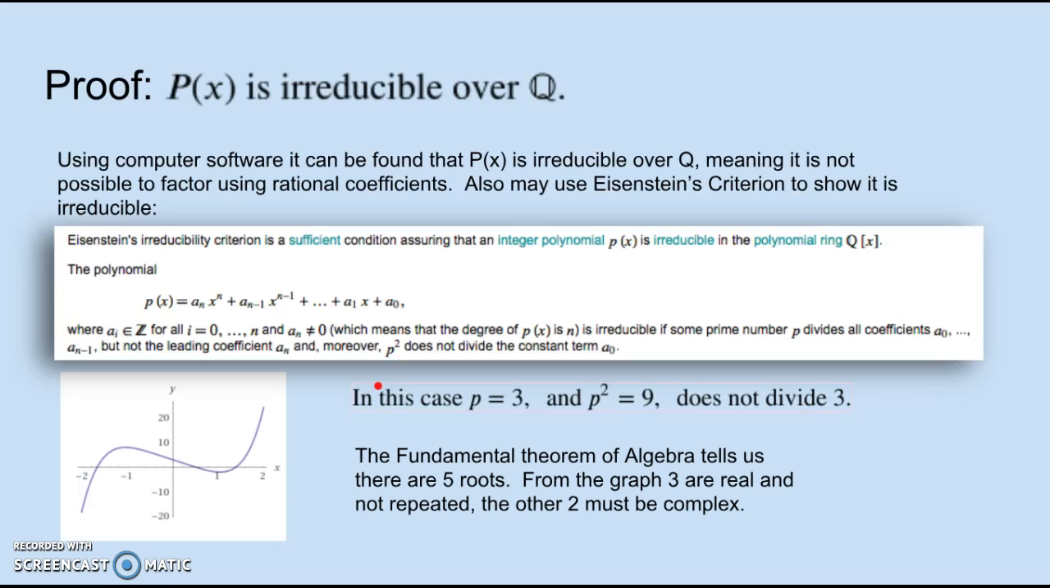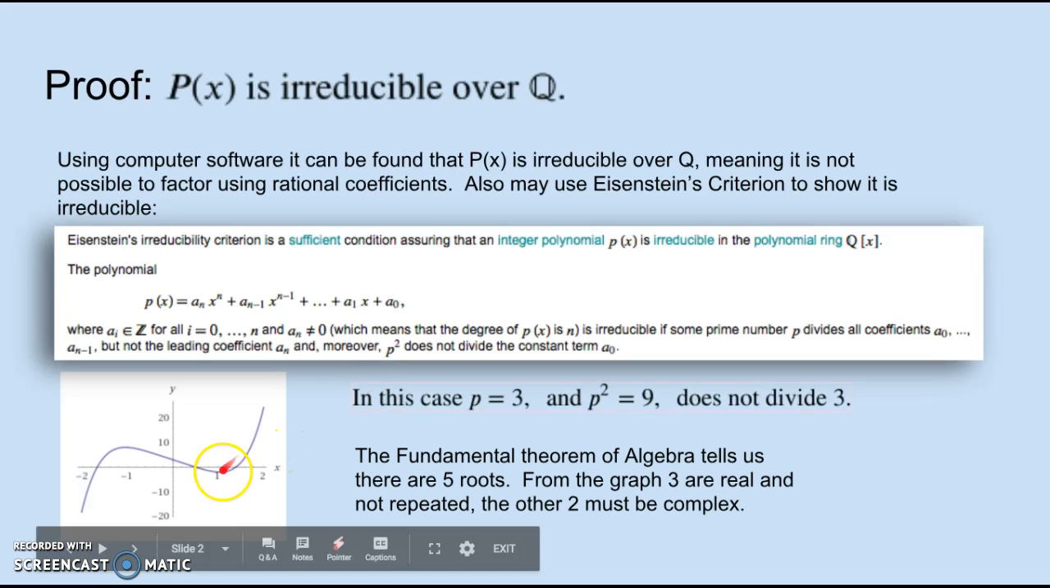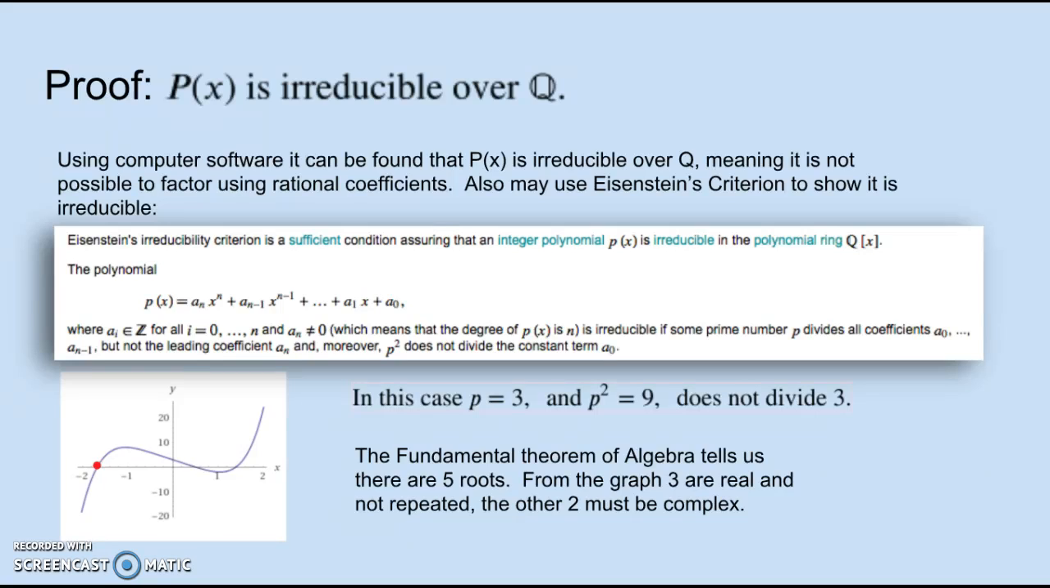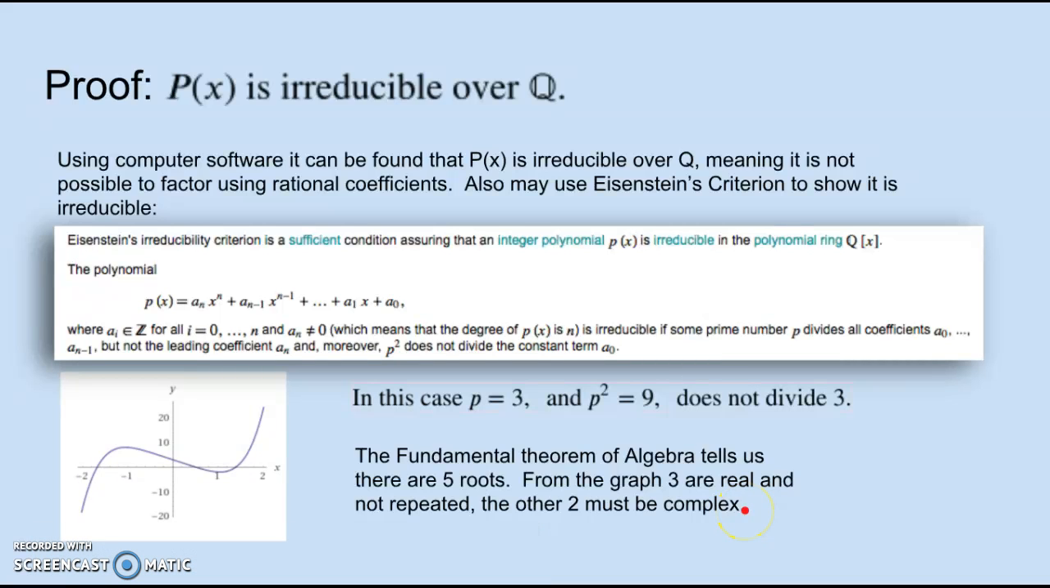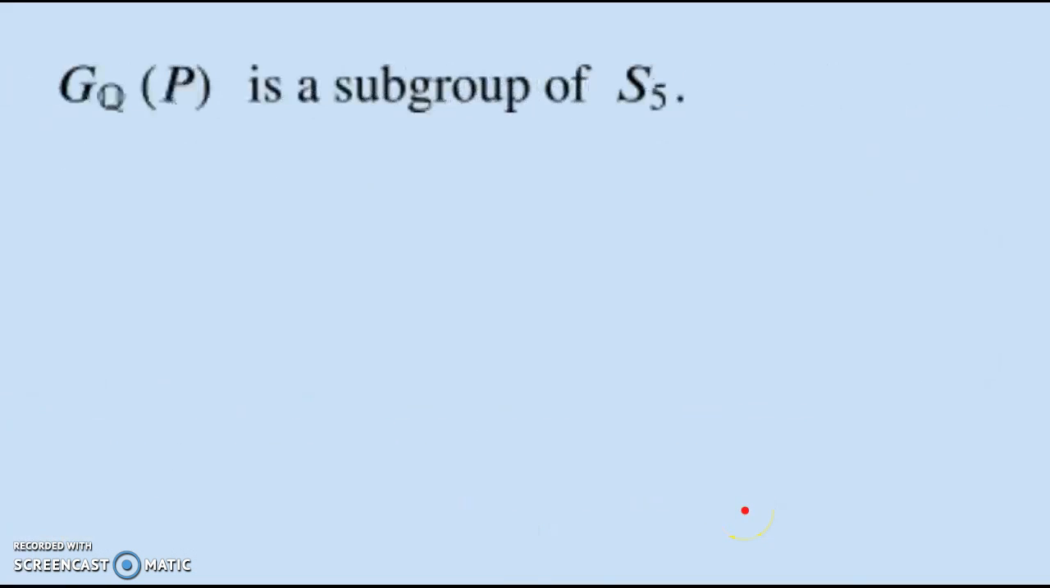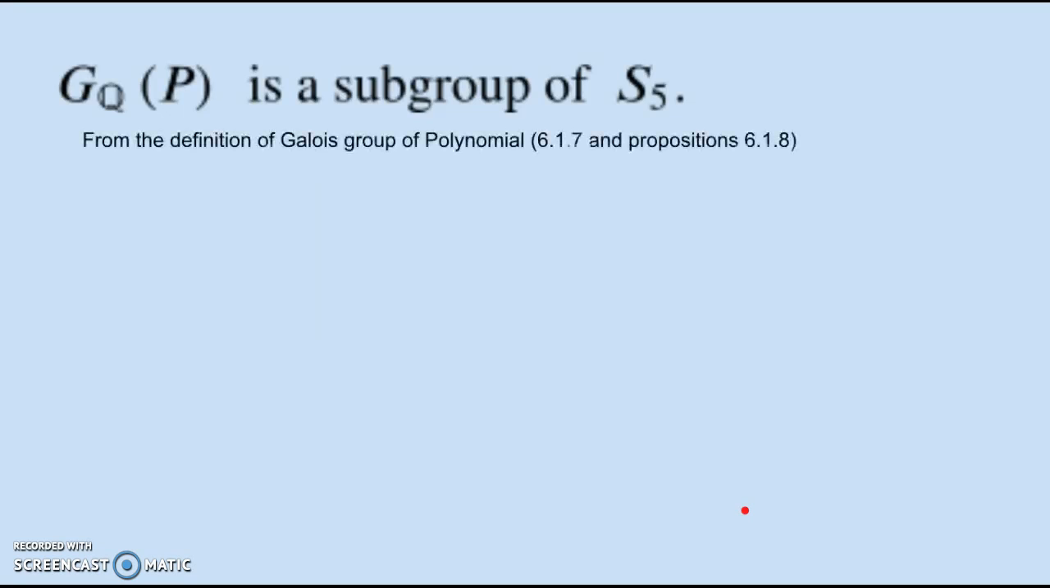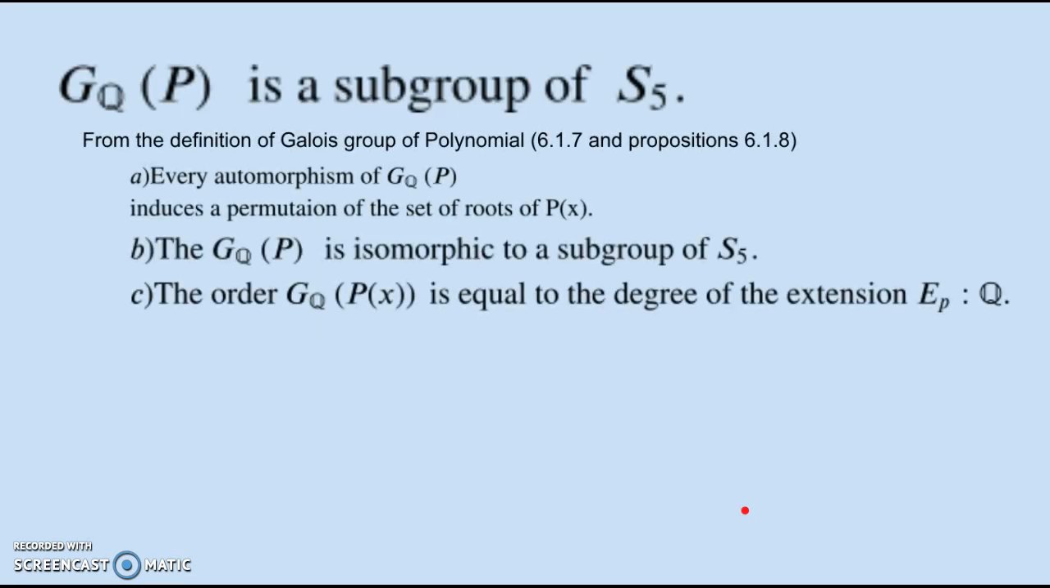Taking a look at the graph, we can see 1, 2, 3 real zeros, or roots. By the fundamental theorem of algebra, we know there are 5. Since none of these are repeated, because they all pass through the 0, we know the other 2 must be complex roots. This is important because it tells us more about the type of Galois group that we have.